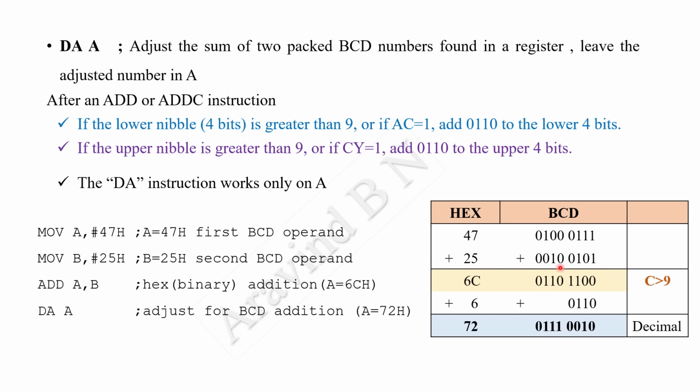47 we have written, 25 has been written. If we add them, basically we get the result in hexadecimal only, that is 6CH. So based on these two criteria, we identify what has to be done. In this particular case, we need to add the value 6 to the lower nibble. So value 6 is added, then we get 72 as the answer, that is equal to the decimal. So this simple illustration of the values applicable to this program is given for your understanding.